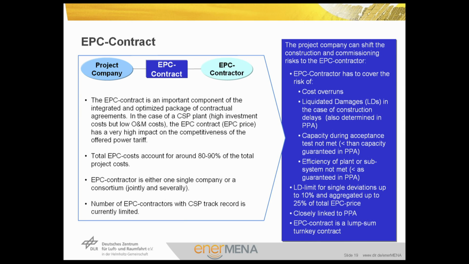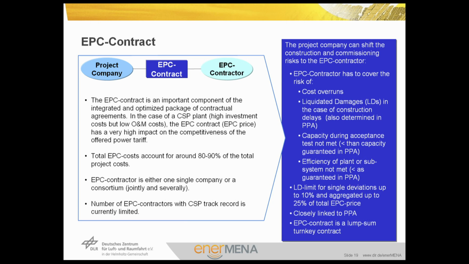The reason is that for CSP power plants, low operation and maintenance costs and high investment costs are involved. Subsequently, the investment costs, in this case the EPC price, have a huge impact on the overall project. The total EPC costs account for around 80 to 90% of the total project costs. This depends upon the nature of the project. The EPC contractor is either one single company or a consortium. We spoke about the jointly and severally principle.